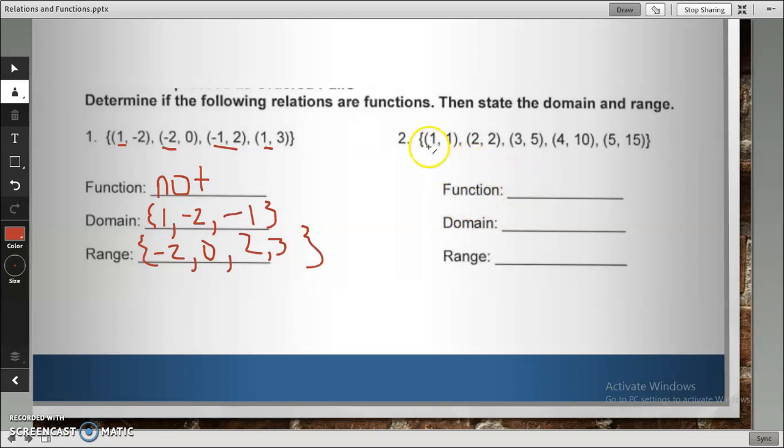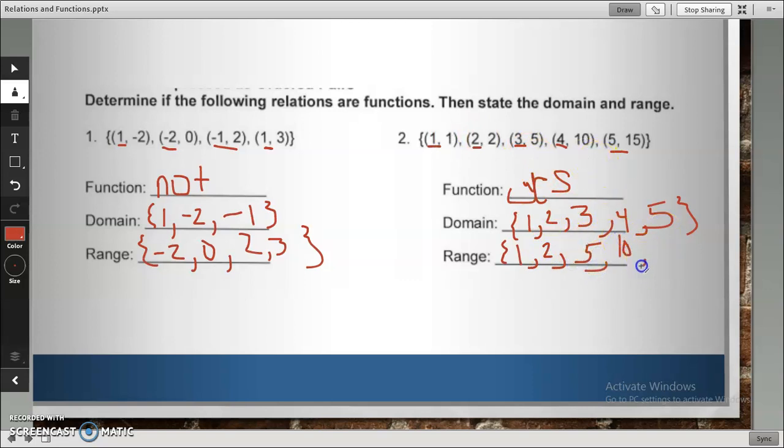All right, let's look at the next one. We want to determine if it's a function. I have inputs 1, 2, 3, 4, 5. So for every input, there's only one output, so this means that it is a function. So we'll just say yes. And so our domain is already in increasing order. We have 1, 2, 3, 4, and 5. Our range is 1, 2, 5, 10, and 15.